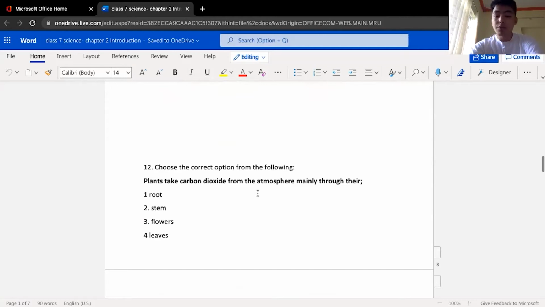Choose the correct options from the following. Yeah, even this is an MCQ. The question is, plants take carbon dioxide from the atmosphere mainly through which part? This is the same question, but in a different format, okay?